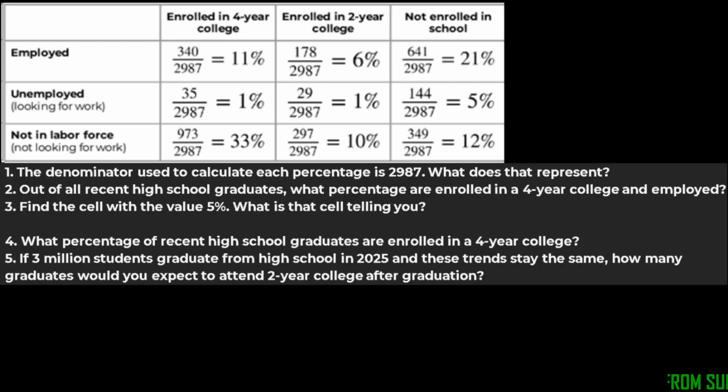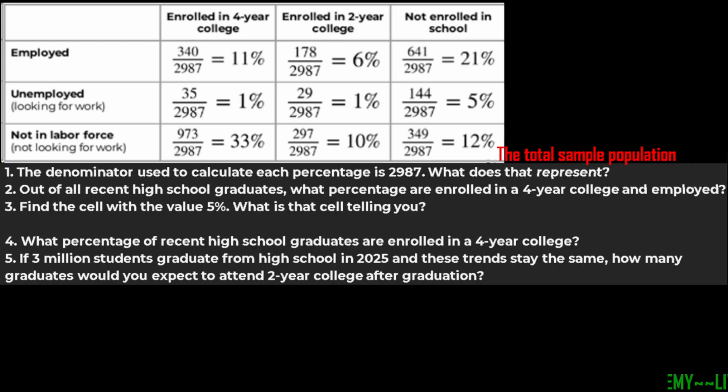So we're going to say same table. I'll just kind of move the questions down here. But it says the denominator used to calculate each percentage is 2,987. What does that represent? We're going to say that represents the total sample population. So be careful on the wording there. Again, we were saying that a sample and a population are supposed to be different, but you can also say that's a sample size instead of population if you want to write that. But it's just the number of people that were polled or surveyed in this data gathering.